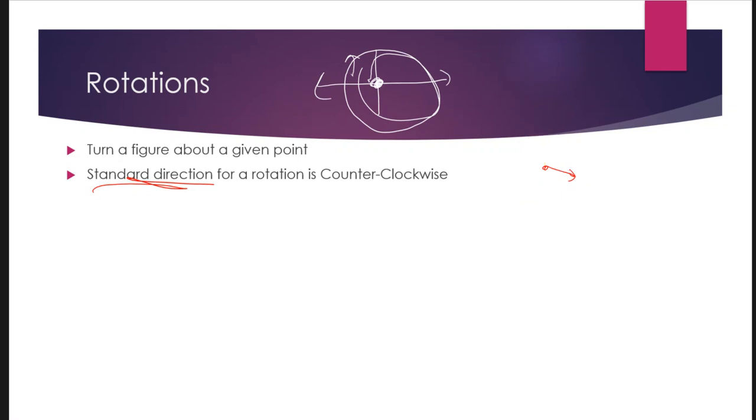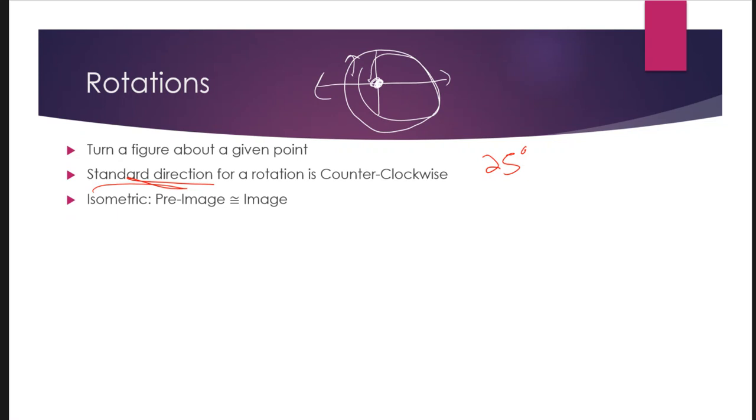Standard direction for any of our rotations is going to be counterclockwise. So if it doesn't say, if you just see like 25 degrees, that means that our default is to go counterclockwise, against the clock. So keep that in mind. Again, it's either going to be clockwise or counterclockwise. If it doesn't say anything, it's counter. If it says, then it's clockwise.